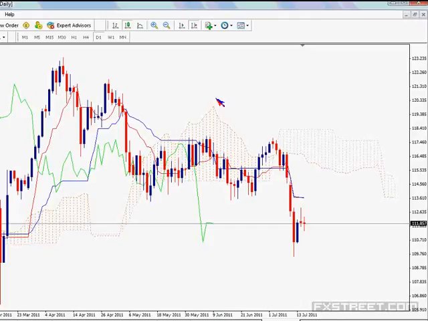I found out, however, by empirical experience, that it tends to work better in Euro Japanese Yen and Dollar Japanese Yen, even better than in Pound Japanese Yen. That's just my view, my experience with this particular indicator.